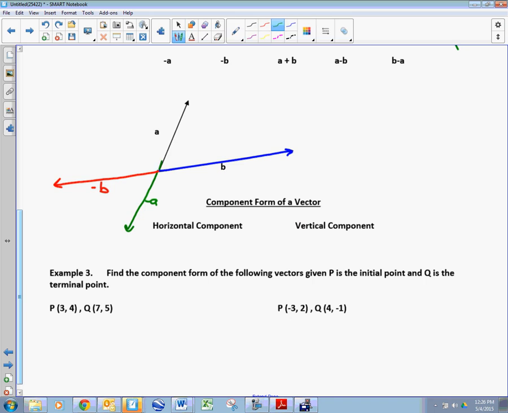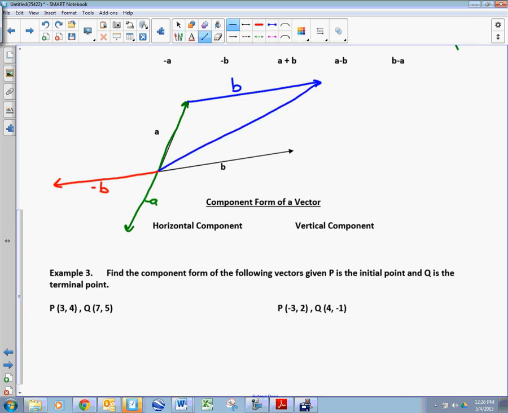Okay, so what we can do is we take vector A, and then we take vector B, and we place it on the end of vector A. So we've traveled, or we have a force of vector A, and at the end we apply then vector B. And the resulting vector is A plus B.